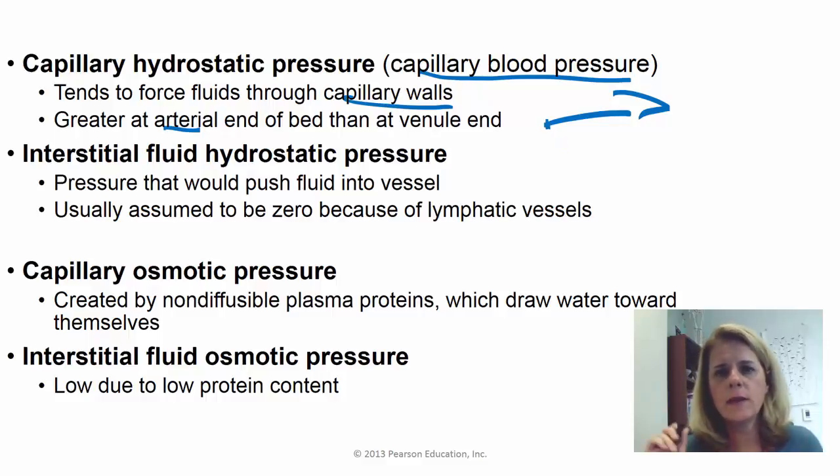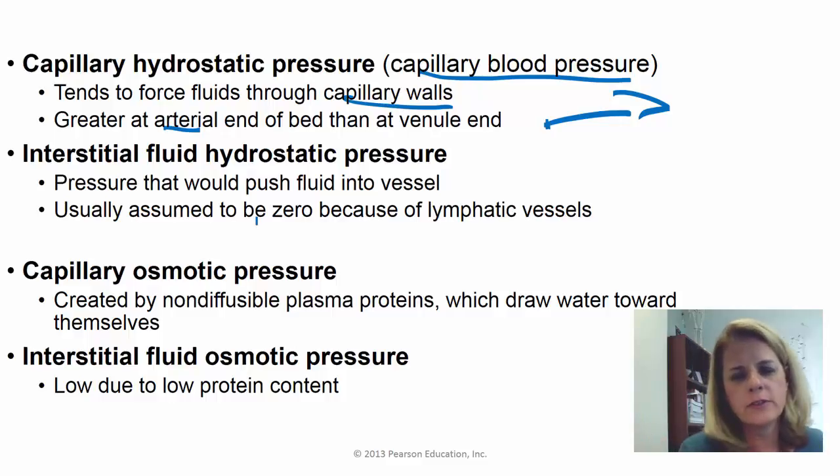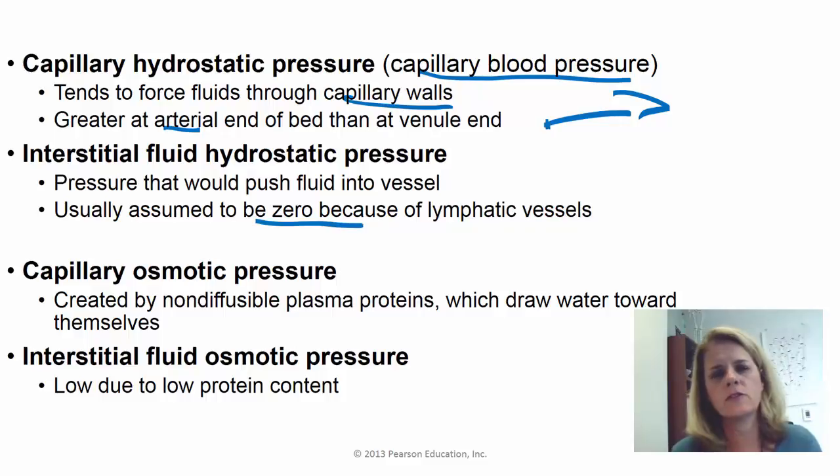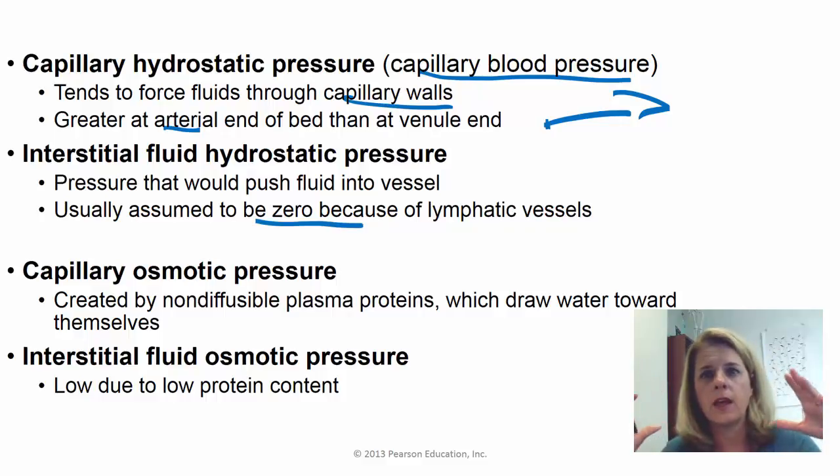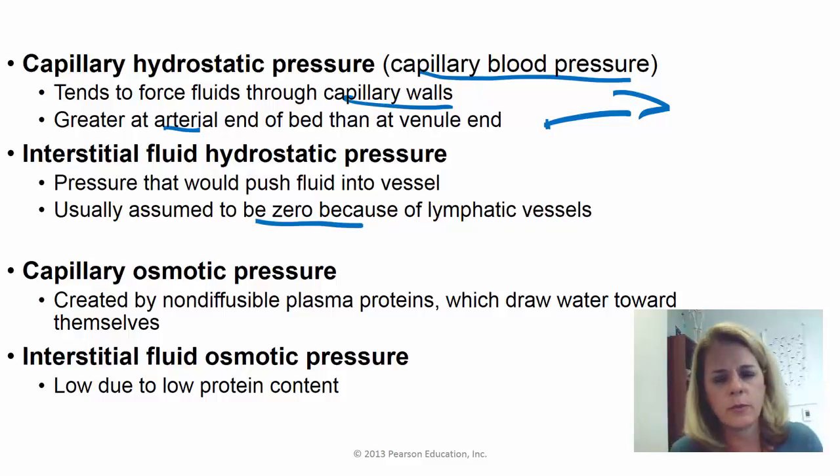Now, as things are being pushed out, there's going to be a little bit of pressure, not much. It's usually assumed to be zero, but it's called the interstitial fluid hydrostatic pressure. That's the pressure of the interstitial fluid kind of pushing back. To think about how it works, imagine you're underwater blowing up a balloon: the pressure of your air forces the balloon open, and the water exerts a pressure on it, not allowing it to get too much bigger. So that's the interstitial fluid hydrostatic pressure.